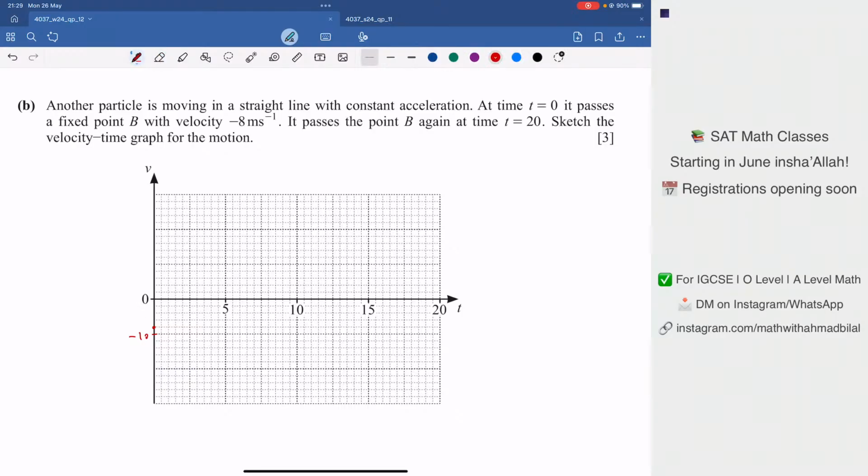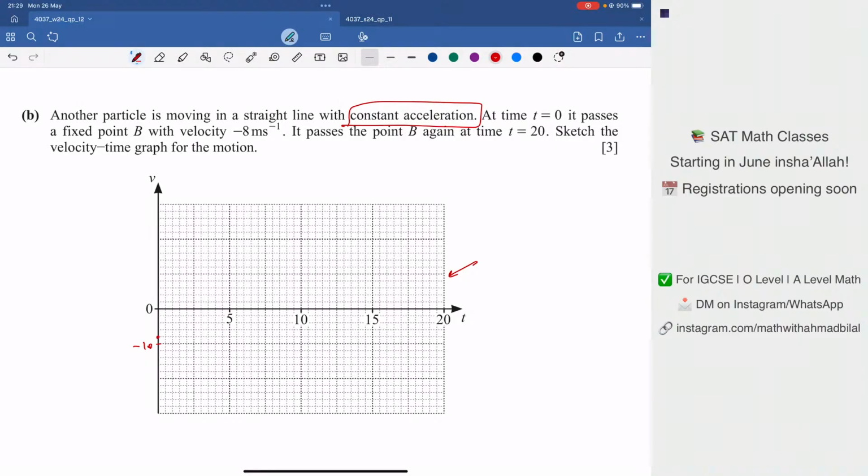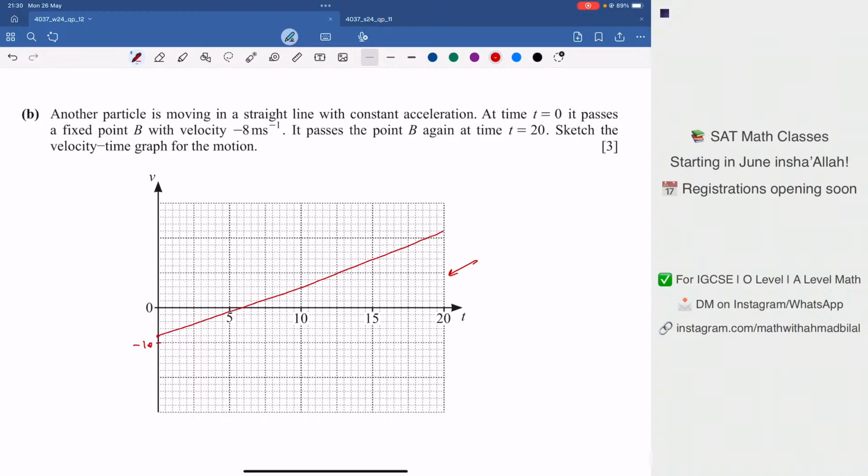It passes the point B again at time equals 20, so the graph has to go up to time equals 20. And the acceleration is constant. If acceleration is constant, that means the graph is going to be a straight line. And it reaches the same point again at the point B. Let's just draw a random line just to understand the situation better. Let's suppose it goes like this.